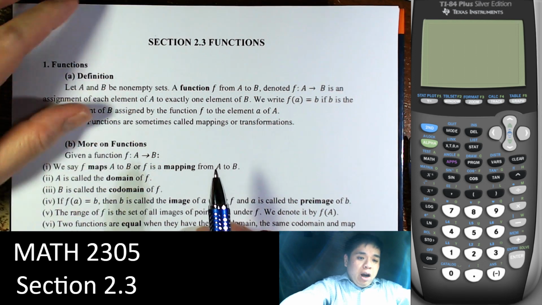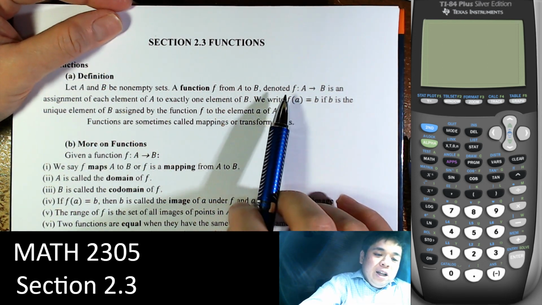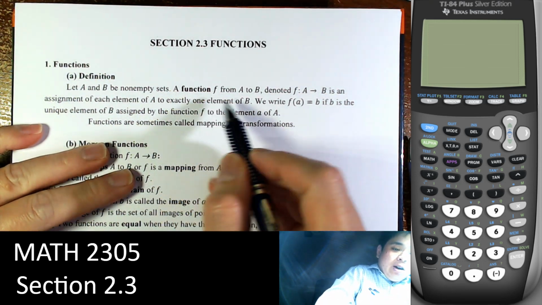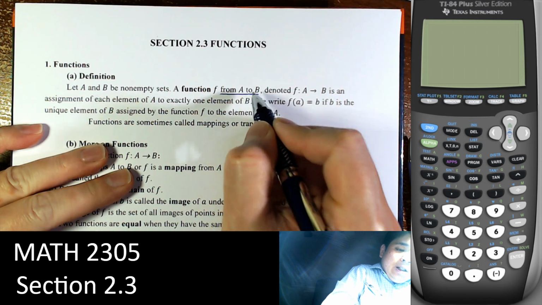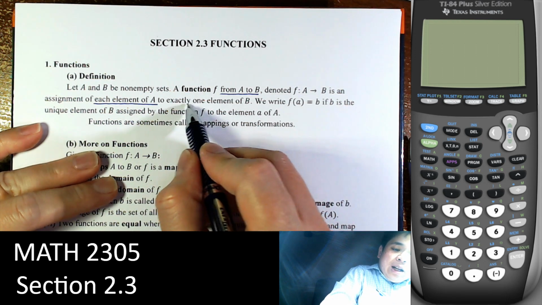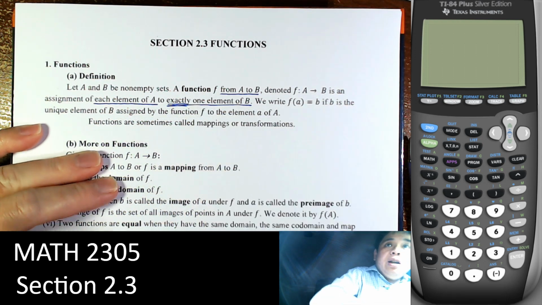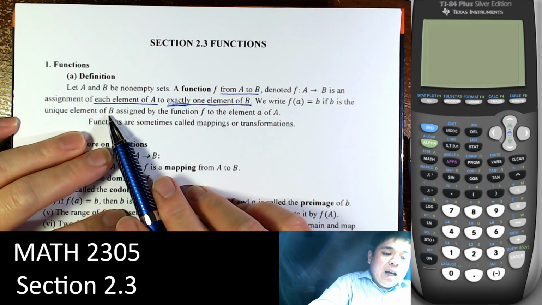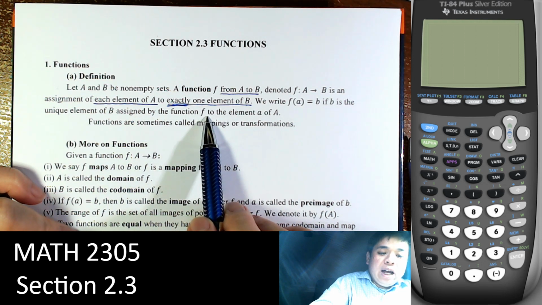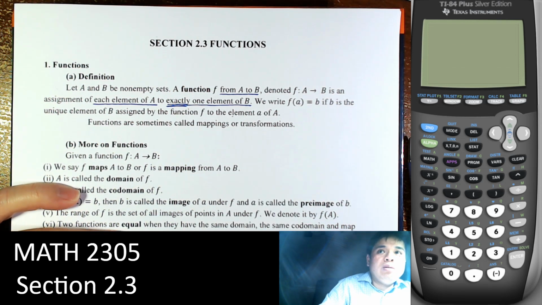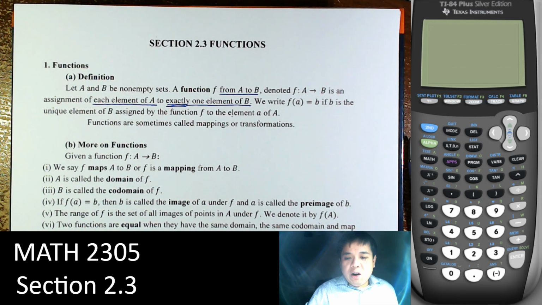So a function is defined as an assignment for each element in A. So we have a function from A to B. A function is an assignment of each element of A to exactly one element in B. We write f(a) = b, where b is the unique element of B assigned by the function f to an element a of A. Sometimes functions are called mappings or transformations. Of course, this is not the first time we define a function.